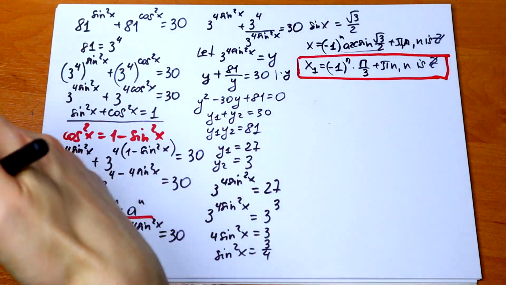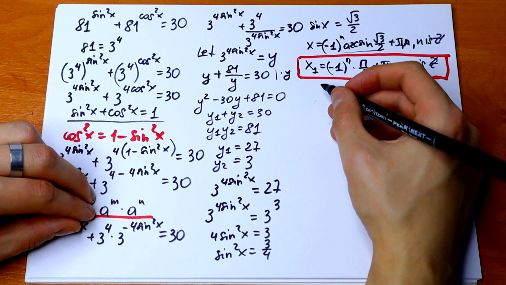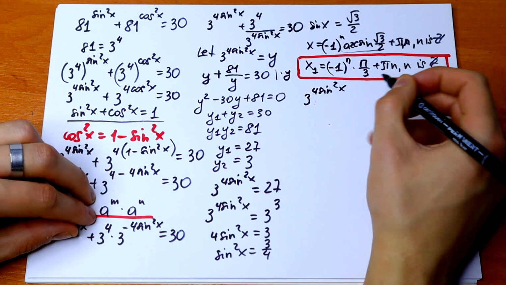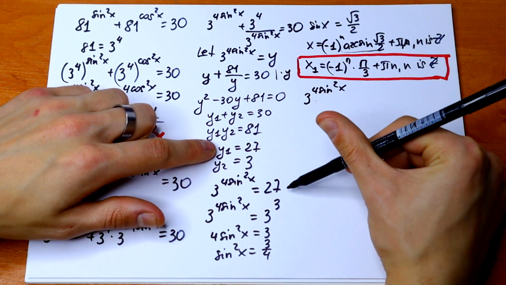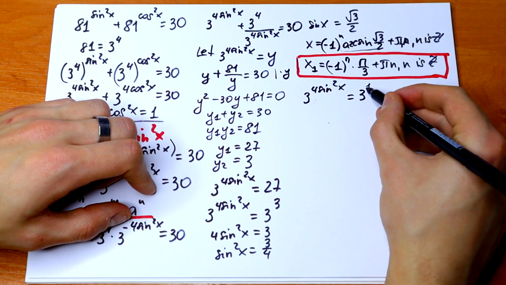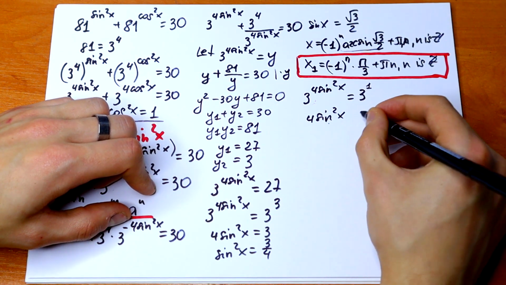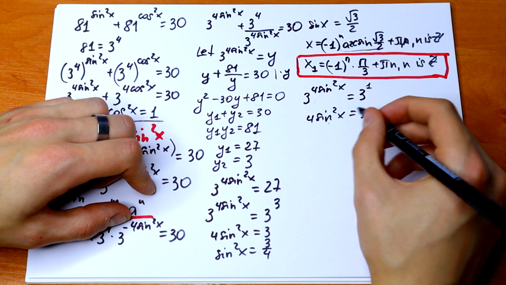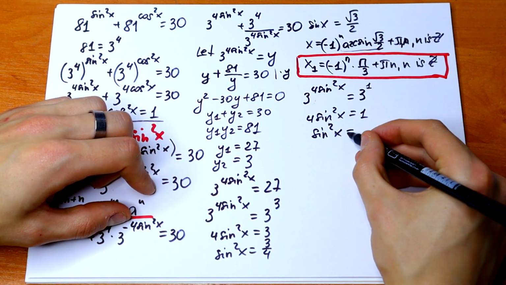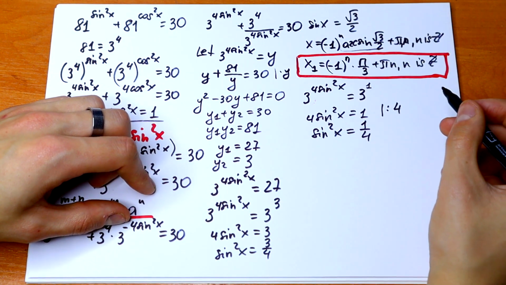So let's find the second solution. We will have the second equation, 3 to the power 4 sine square x equal to 3. So this is 3 to the first power. We will have 4 sine square x equal to 1, sine square of x equal to 1 over 4. Just divide both sides by 4.